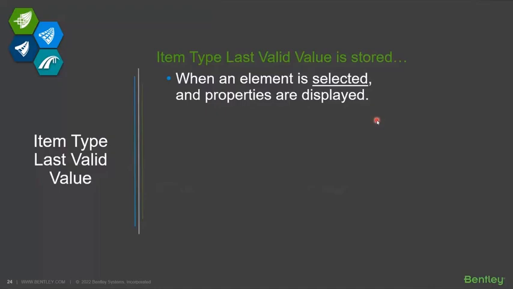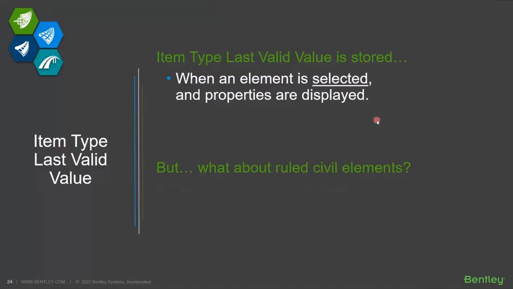So that then brings us to the question of, when does last valid value get updated or stored? That's more or less the same time that the item type does. So again, we're going to go back to our thinking that if I touched it, I see it in the properties window, it got updated. So okay, that's good. We kind of understand when that's updated.